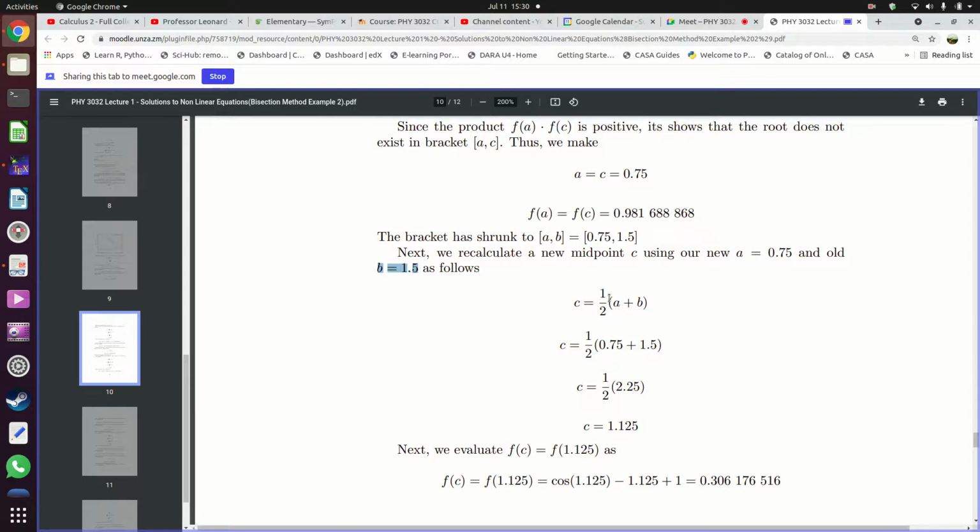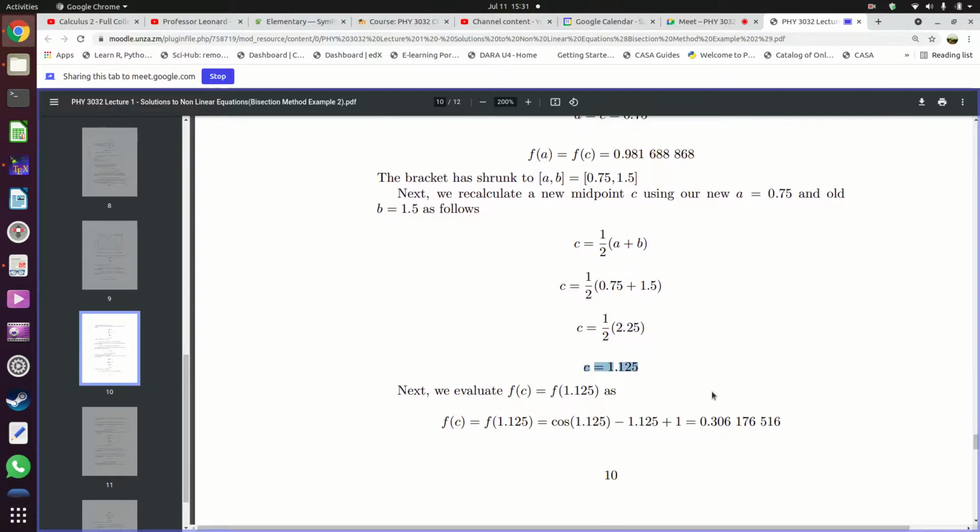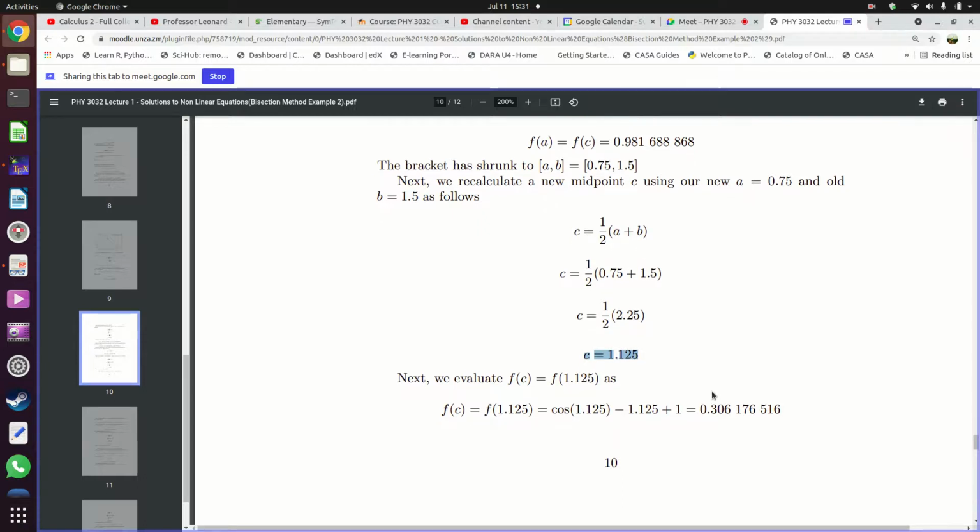So C is going to be equal to half of A plus B. Our A is now 0.75 and our B is 1.5. So 0.75 plus 1.5 gives you 2.25, and half of 2.25 gives you C equals 1.125. So this is going to give us our new midpoint, C equals 1.125.